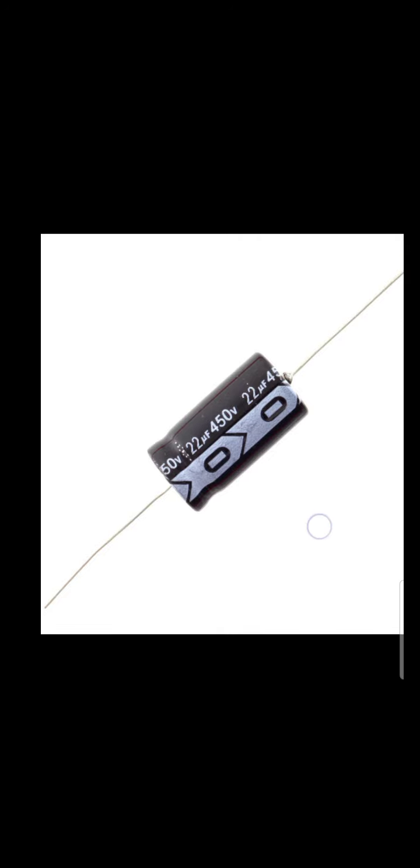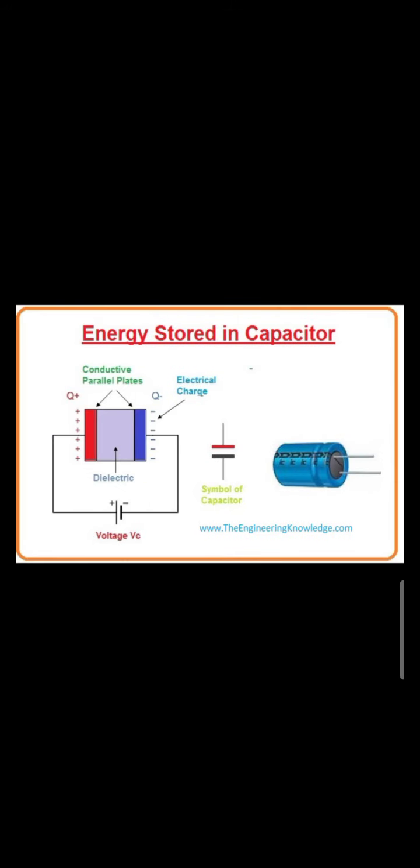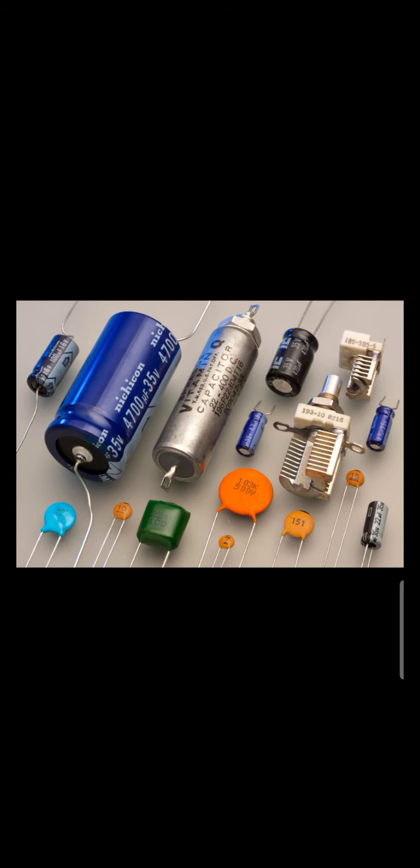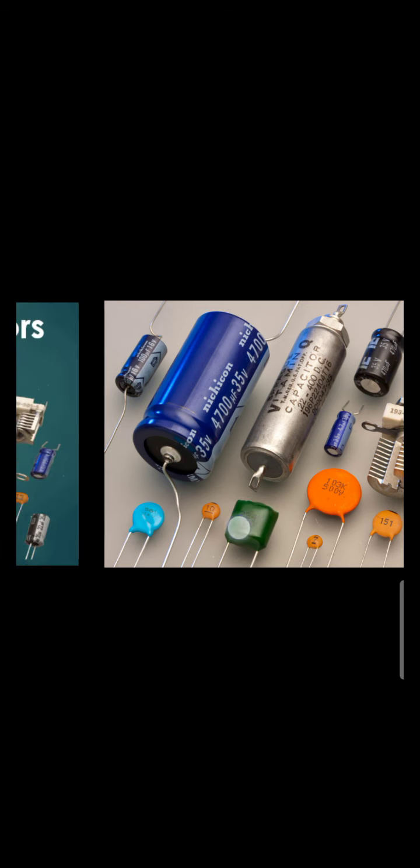Generally, capacitors look like this, with different symbols or different shapes. These are the shapes of capacitors. These are the representation forms of the capacitor. There are different kinds of capacitors. Generally, capacitors are of two types. They are polarized and non-polarized.